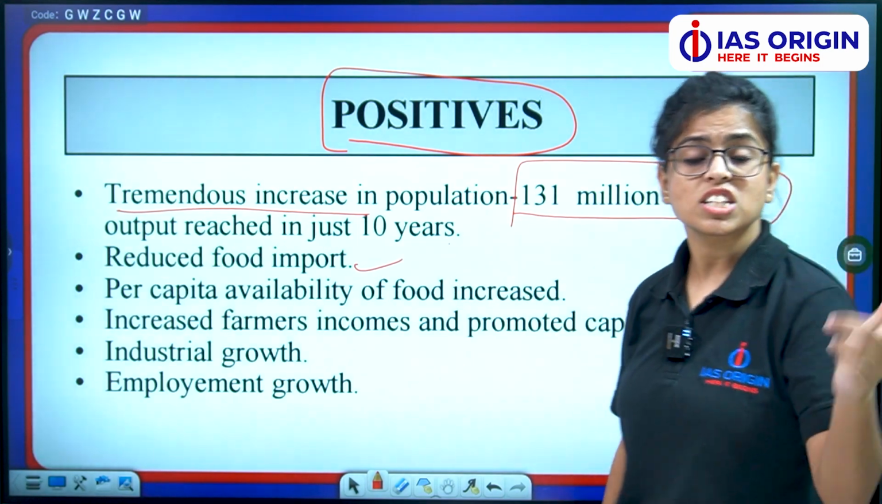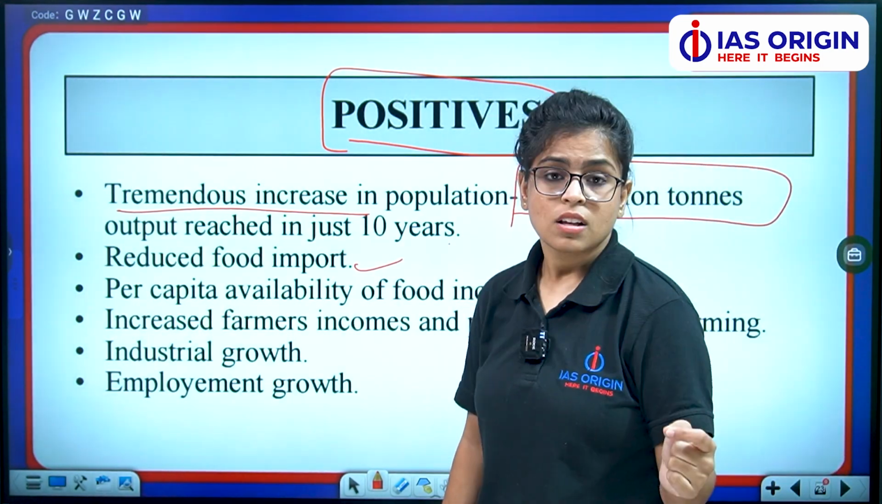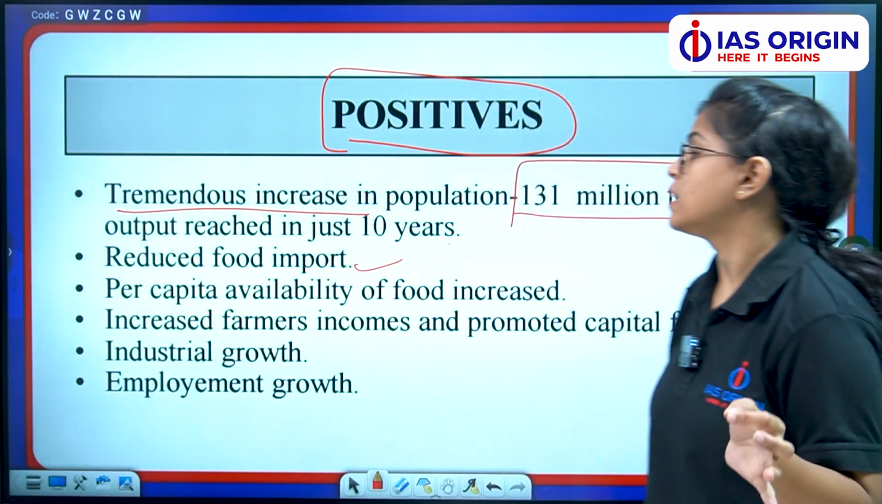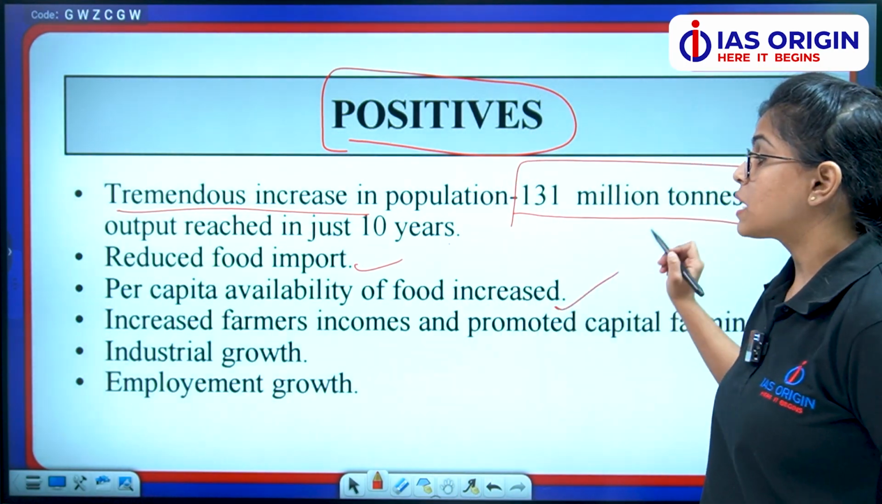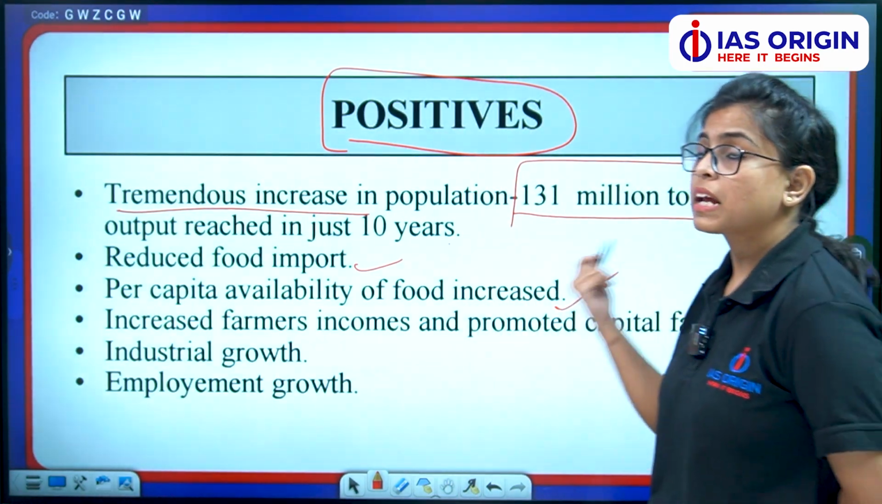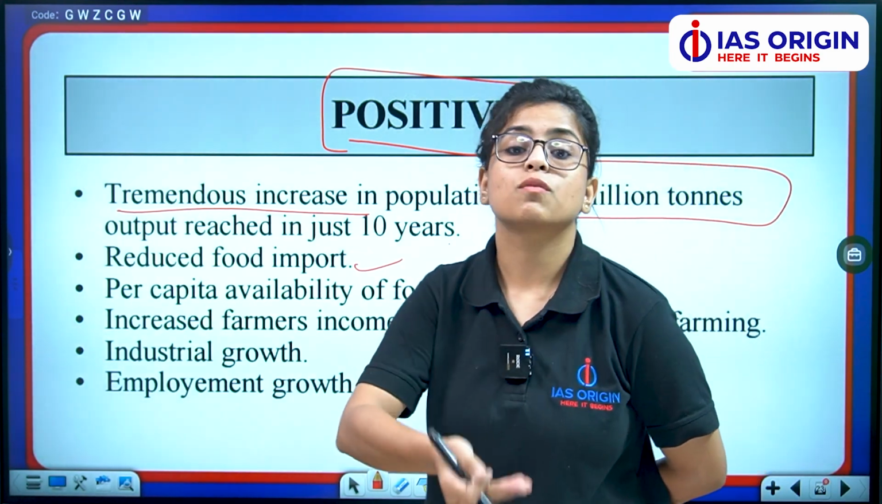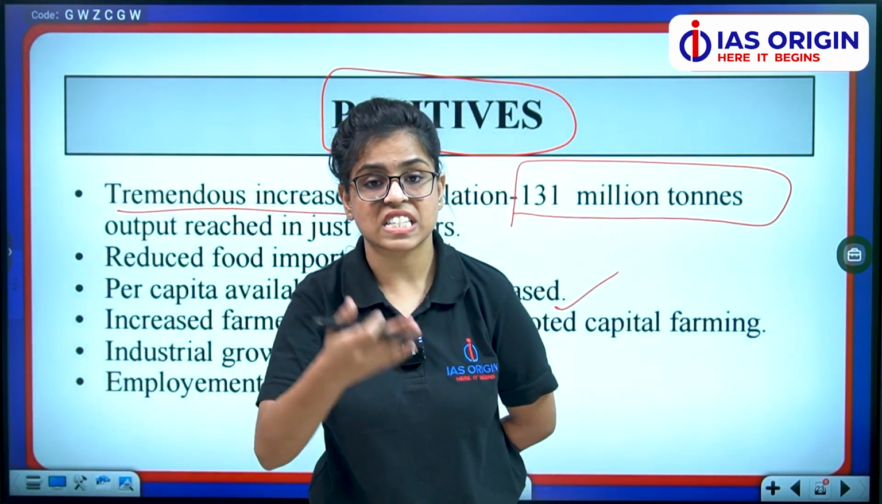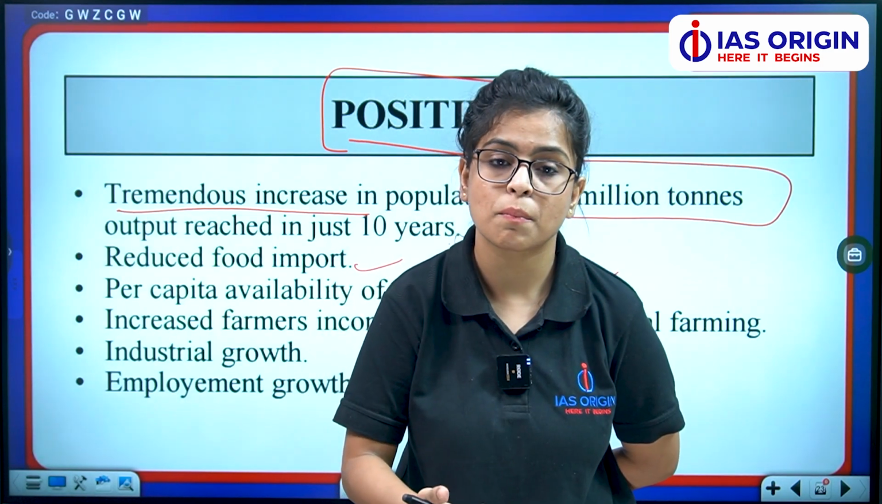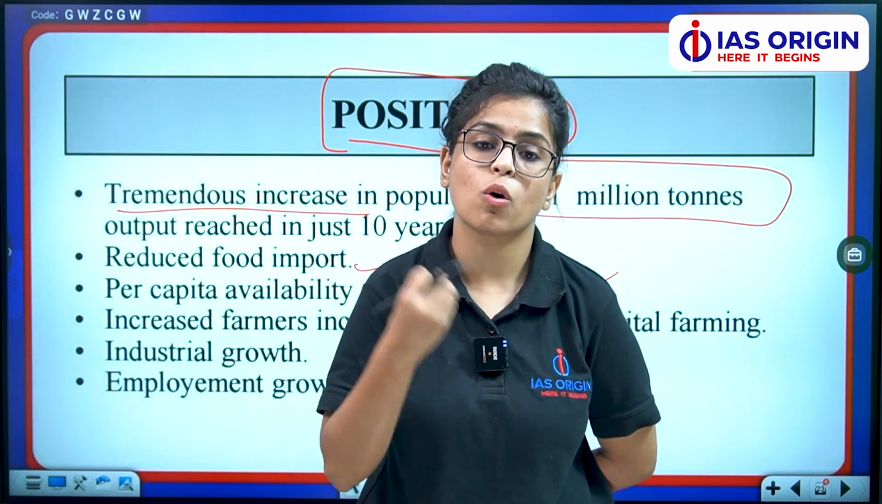And production was so high that, along with import reduction, हम कुछ countries को export भी करने लगे थे. And then another is per capita availability of food increased. Per capita means per person जो food available रहता है, that also increased. That increased the nutritional health of the people. As a result, the human labor also improved.